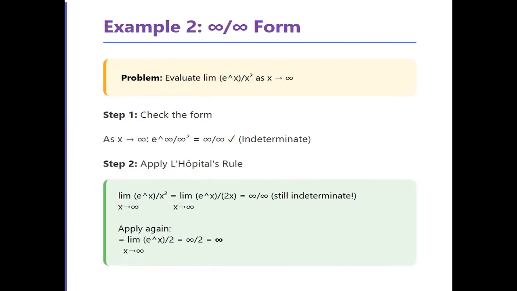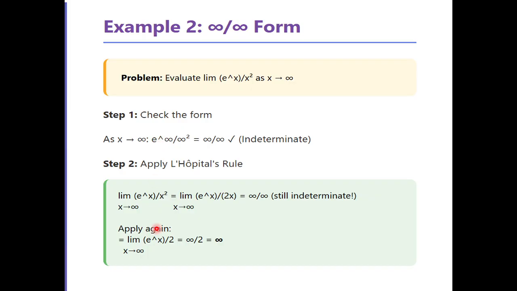Now let us understand this concept by using another example in which we are getting infinity over infinity form. We are given the expression e raised to power x over x square, and we have the limit when x approaches infinity. If we replace x by infinity, then it will become e raised to power infinity divided by infinity square, which is infinity over infinity. It means that the L'Hopital rule can be applied in such a form.